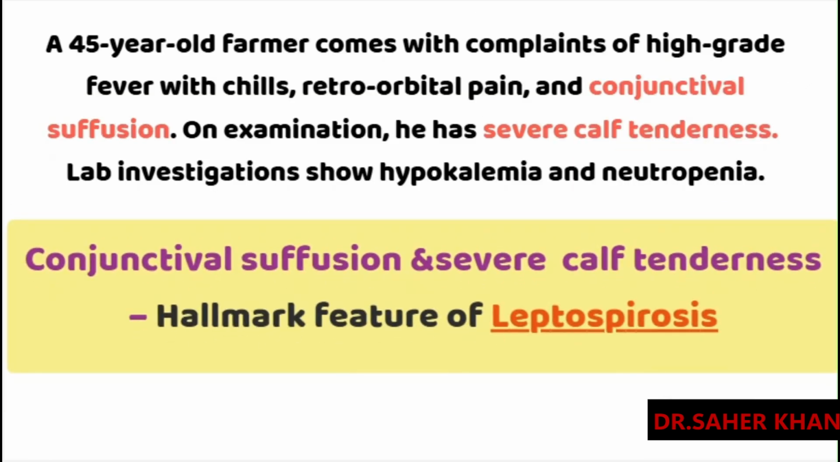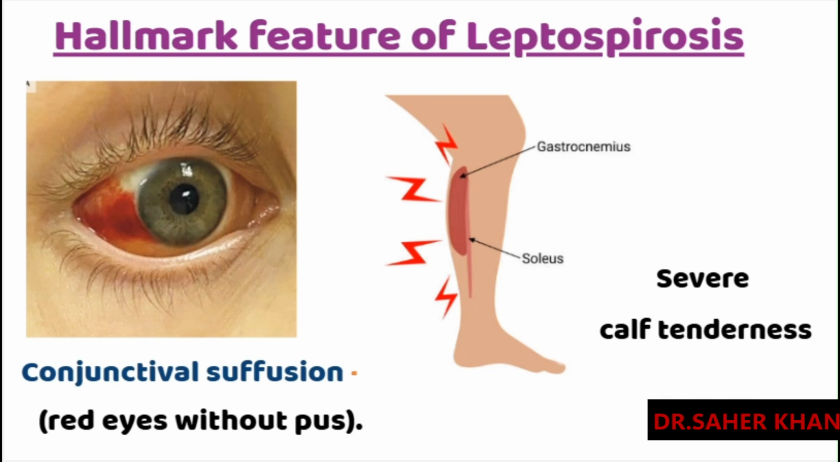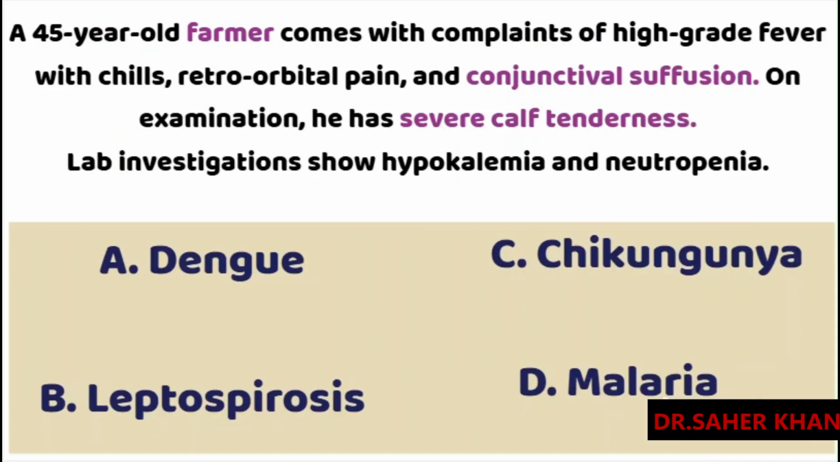And the major clue here is conjunctival suffusion and calf tenderness. These two symptoms are the classic signs of leptospirosis. Conjunctival suffusion refers to redness in the eyes without pus, and this is a hallmark of leptospirosis. And second, severe calf tenderness, and this is also commonly seen in leptospirosis.